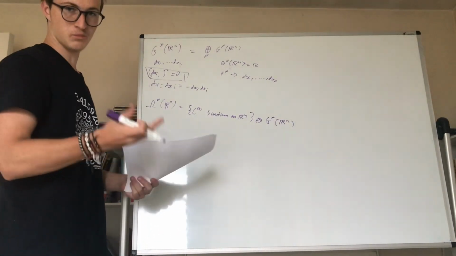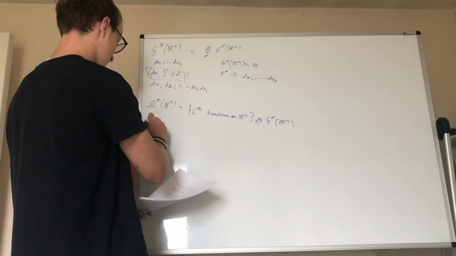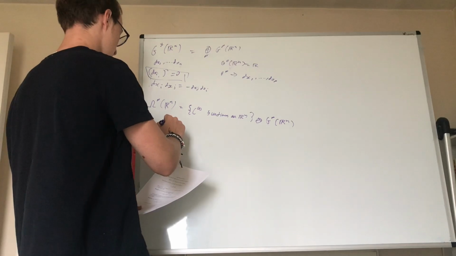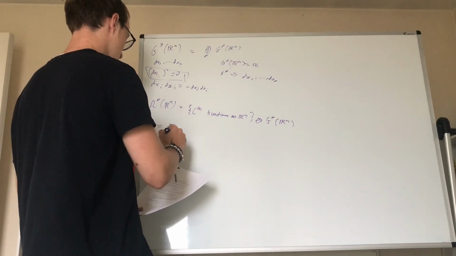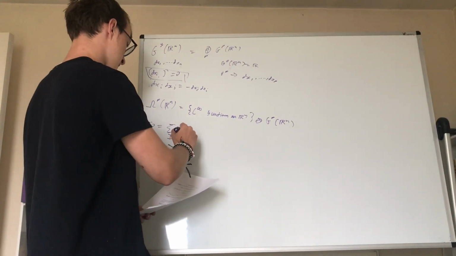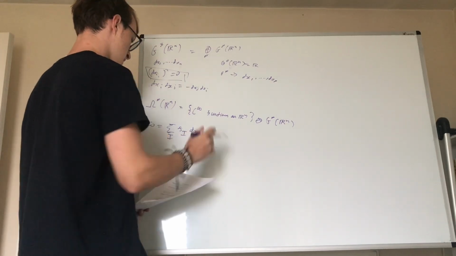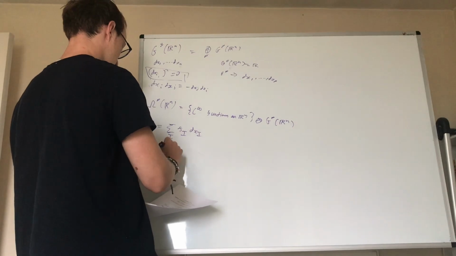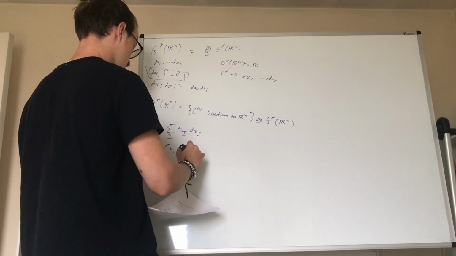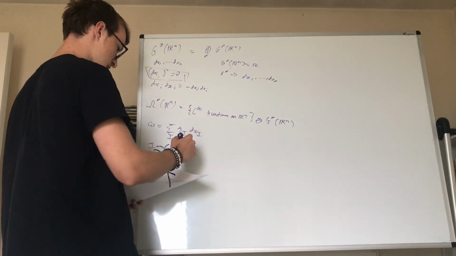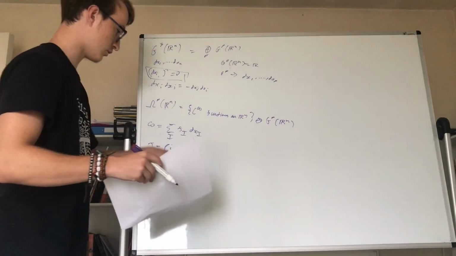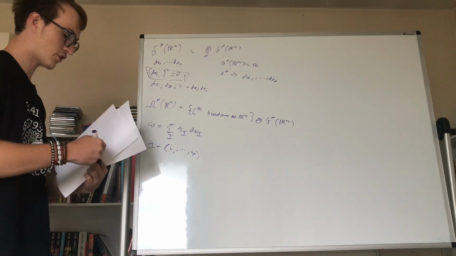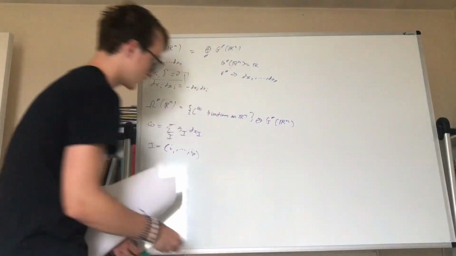But okay, let's write this more explicitly. So if we say it's equal to omega, then this would be a sum over I of fI times dx I, where I ranges from I1 up until Ip, and all of these functions are C infinity functions on Rn. So, for example, let's have a look at what this looks like.